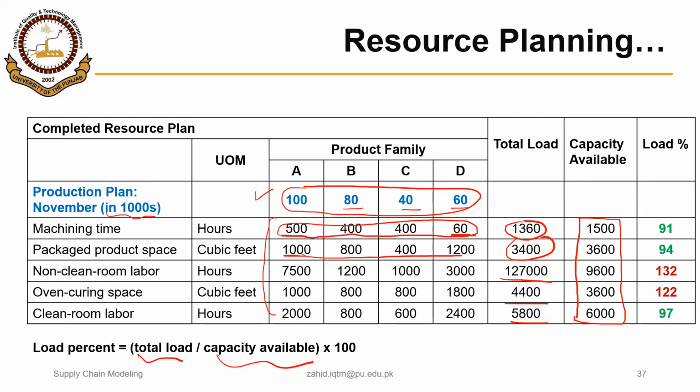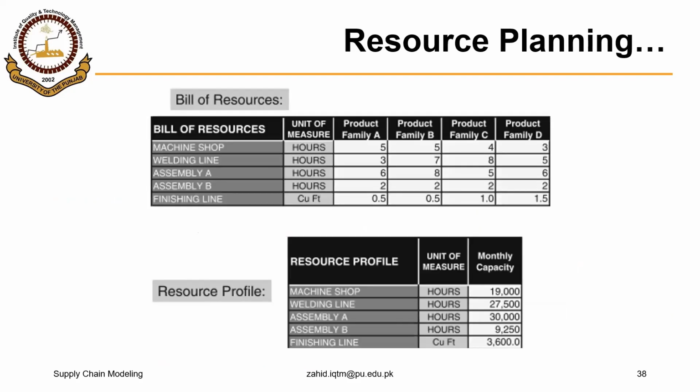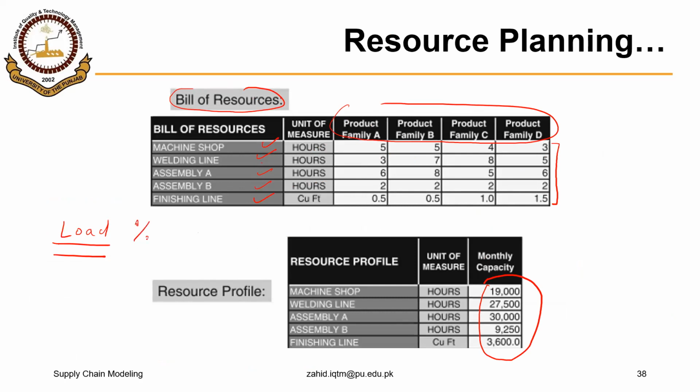So this is how the resource planning is conducted. And here is another example: we have a bill of resources for certain product families, how much machining time is required, how much welding time is required, how much assembly time, how much space is required. Again, these values could be for a unit, for one product, or for a certain batch of products. And again, we have the capacity for each of these resources as well. Now, depending upon the load in a certain period, we can calculate the load percent for each of these 5 resources and see whether that resource is underloaded or overloaded, and then make the adjustments if required.